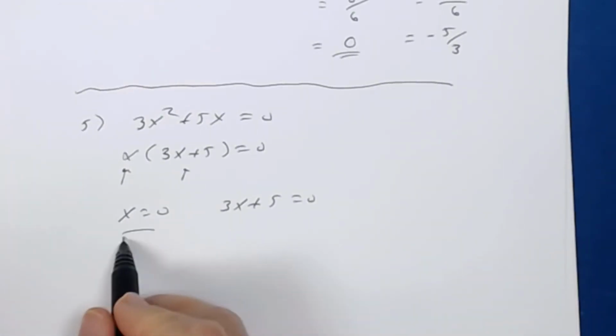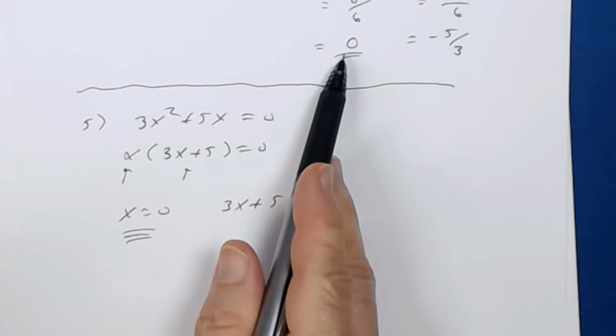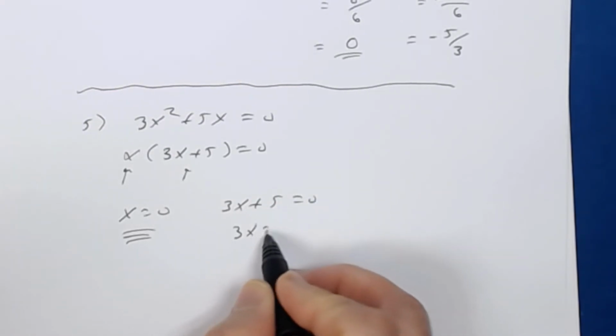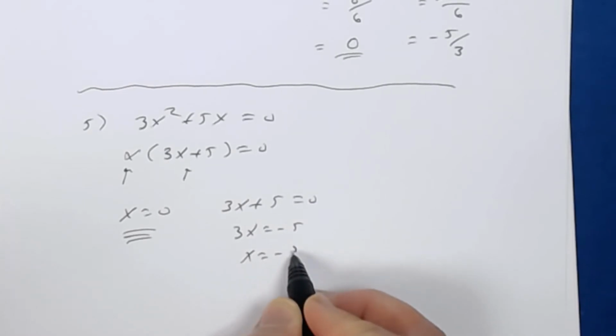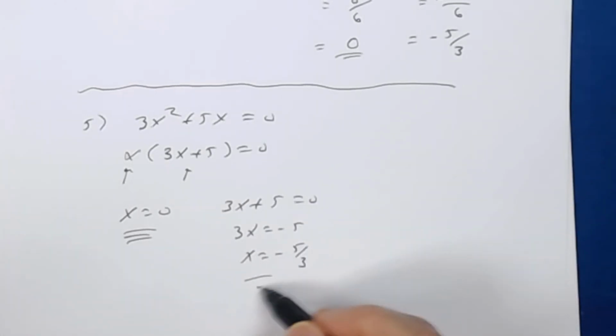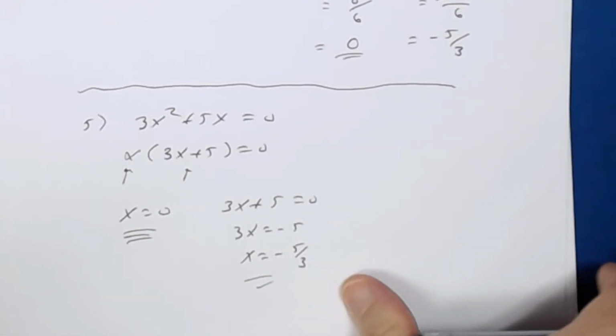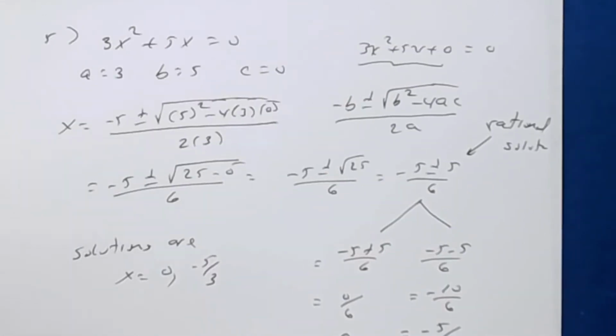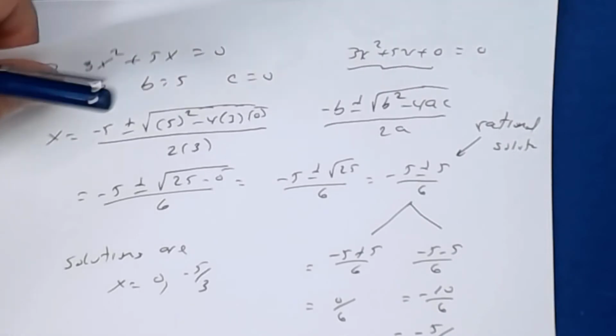Well, x is already by itself here, so there's my solution. And over here, when I solve this linear equation, I get 3x equal negative 5, so x is negative 5 thirds, which is this one right here. All right, so you could have solved this one by factoring, but remember, we want to do this by using the quadratic formula. Okay, number 6.